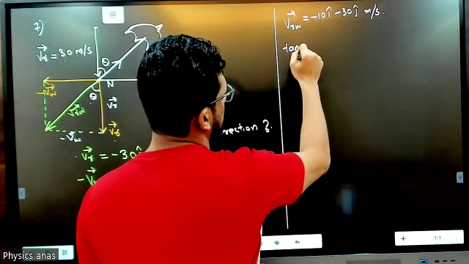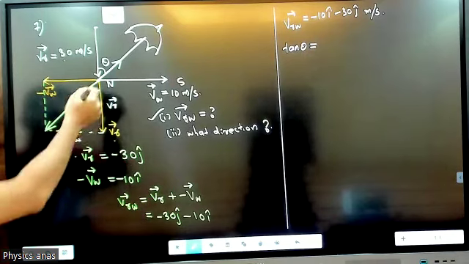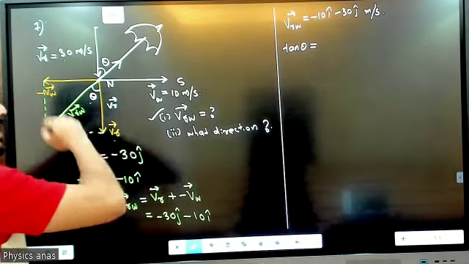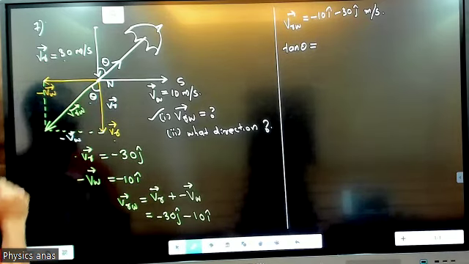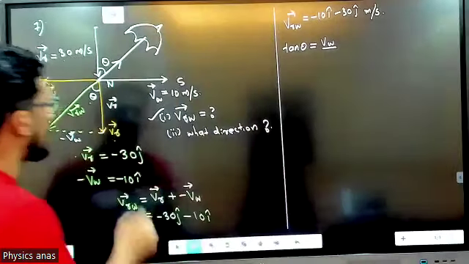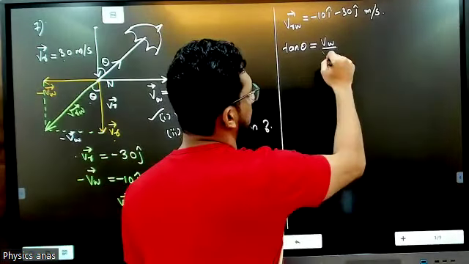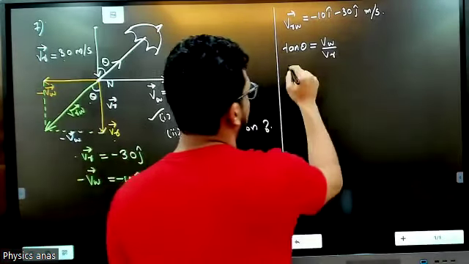What will be tan theta from this figure? Tan theta from this figure will be opposite side divided by adjacent side. Who is the opposite side of theta? VW is the opposite side of theta. So VW divided by the adjacent side of theta, which will be VR. You will get tan theta.